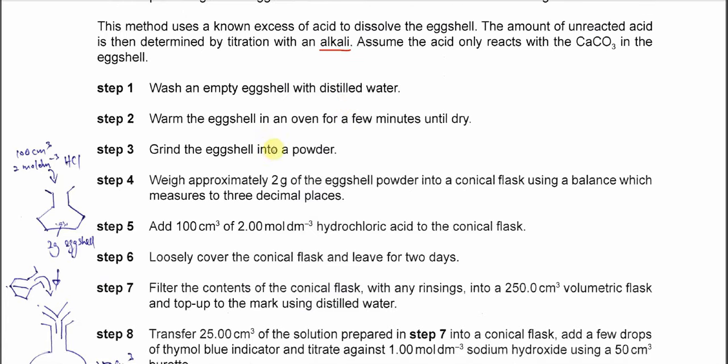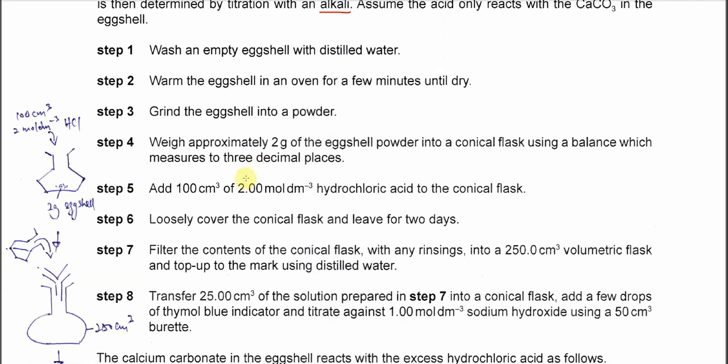This step is too long, so I just roughly discuss what is happening. First, we prepare the eggshell and make sure it's dry. After that, grind the eggshell to powder. Then we take about 2 grams of the eggshell into the conical flask, and we add 100 cm cube of 2 mole per dm cube HCl, and let these two react. The acid is in excess, so the eggshell will finish reacting.